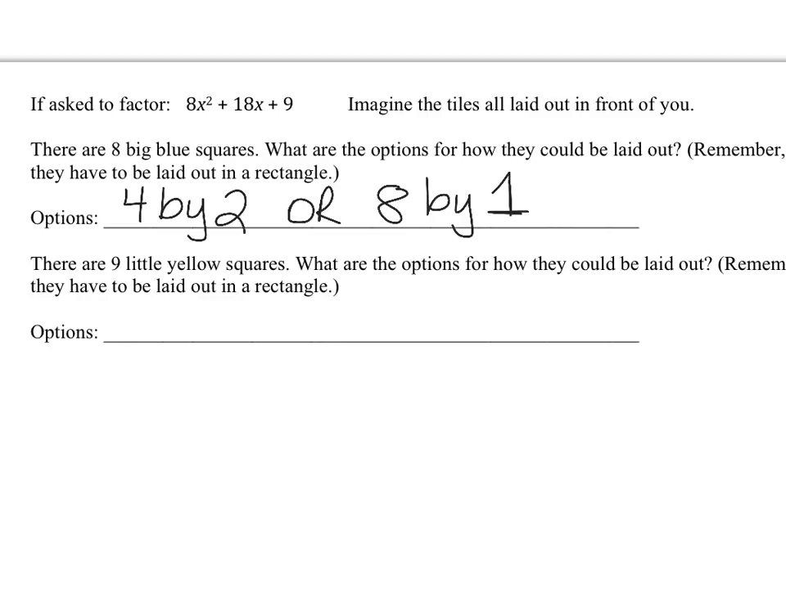And now let's look at my ones tiles. If I have 9 little ones tiles, then I have only 2 ways, again, here I could lay those out, because those also make a rectangle in the opposite corner as the x squareds. So one way to do that is I can do it 3 by 3, or I can do it 9 by 1. And that's the only way you can create a rectangle out of the number 9.